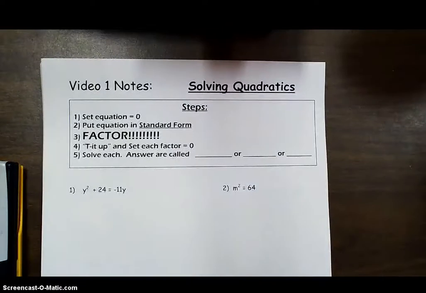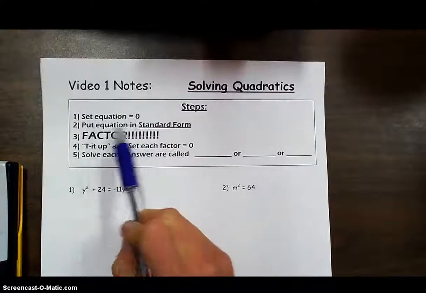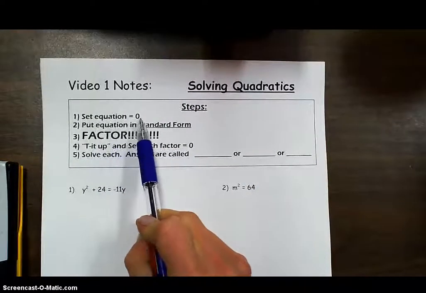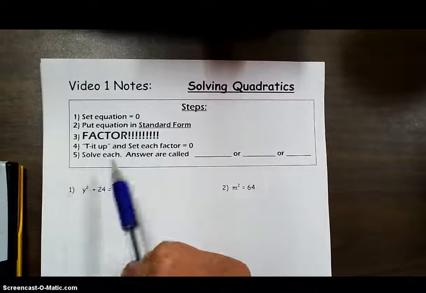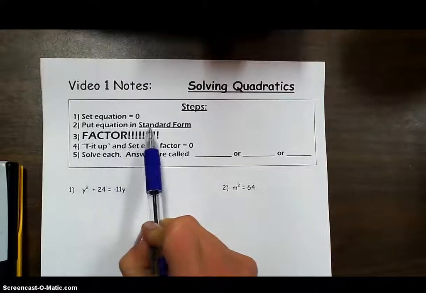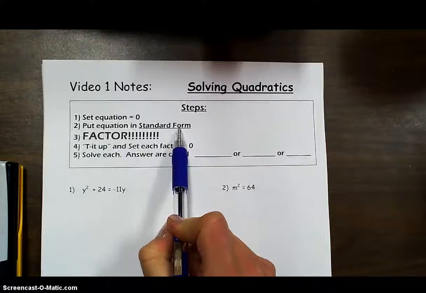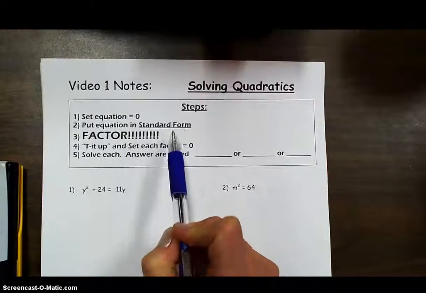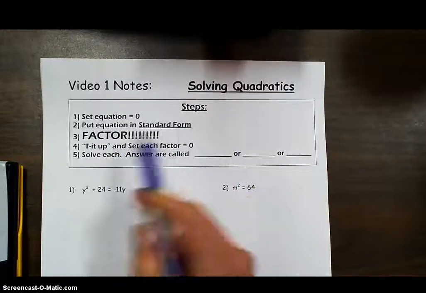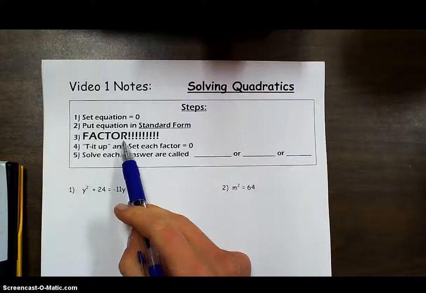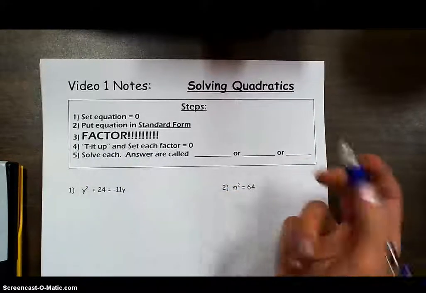All right, so here are your steps. Step number 1, you always set the equation equal to 0 whenever you have a quadratic. You're going to put the equation in standard form. That means you're going to put your x squared first, then your x, your constant equals 0. Then we're going to factor. We've spent the last 6 weeks factoring. This is why, because we're going to use it here.